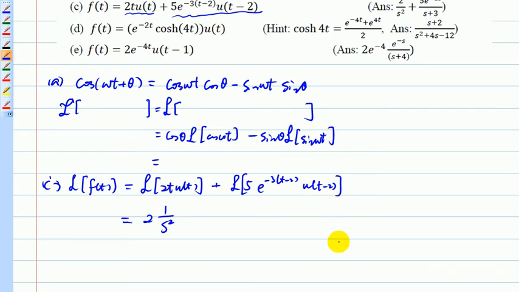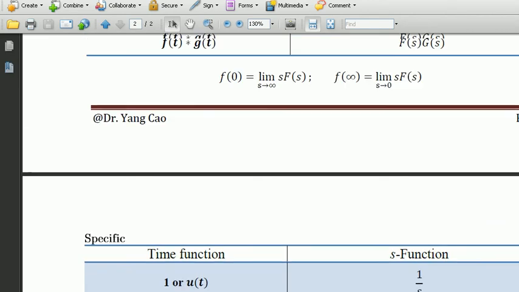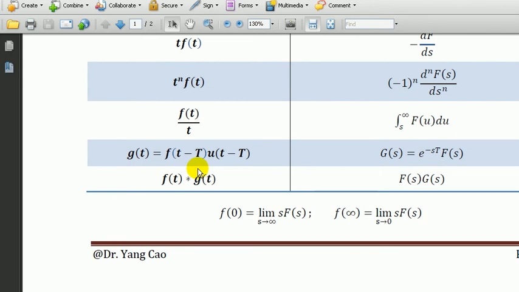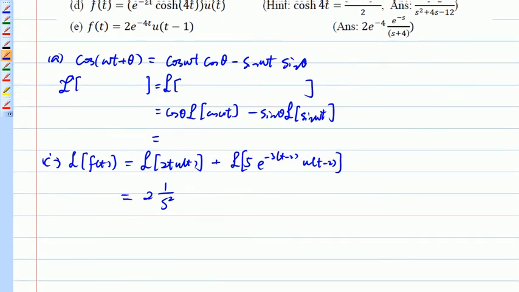Okay, so what about the second Laplace transform? Now this one here will make use of this property over here. So we have f of t minus capital T, u of t minus capital T, and the Laplace transform of this whole thing is e to the power negative s capital T multiplied by capital F of s. And capital F of s is the Laplace transform of f of t. Okay, so let's go back to here. When I look at this one here, this t minus 2 matches perfectly the property over there, right?